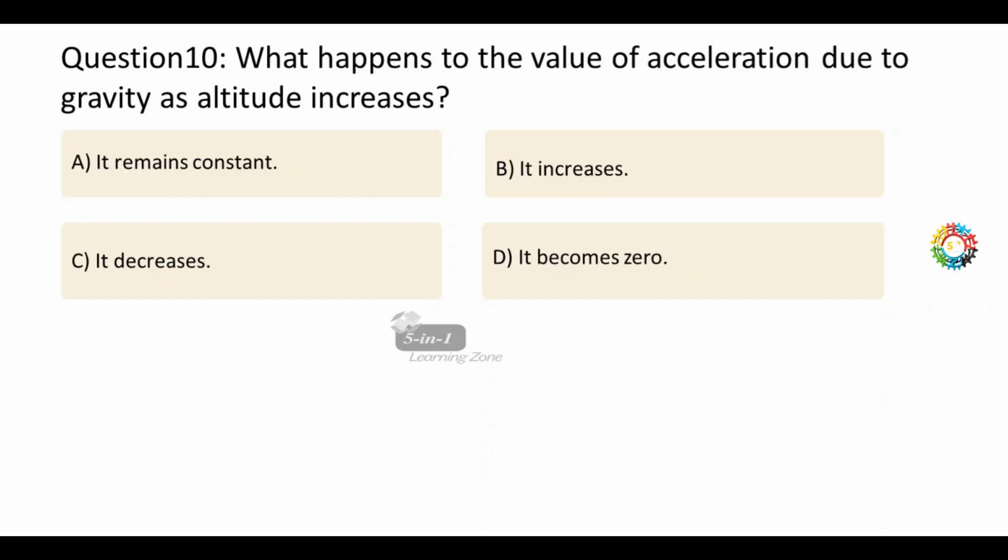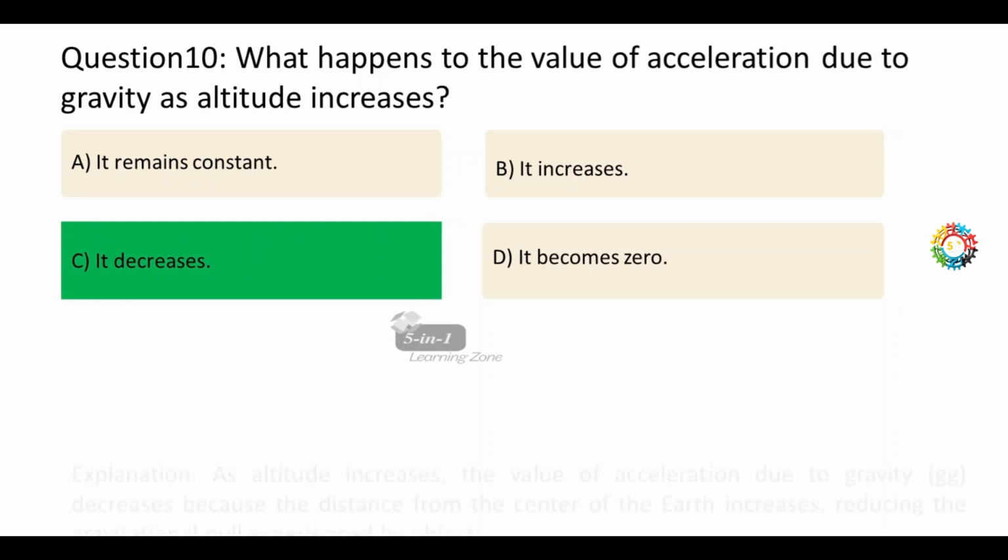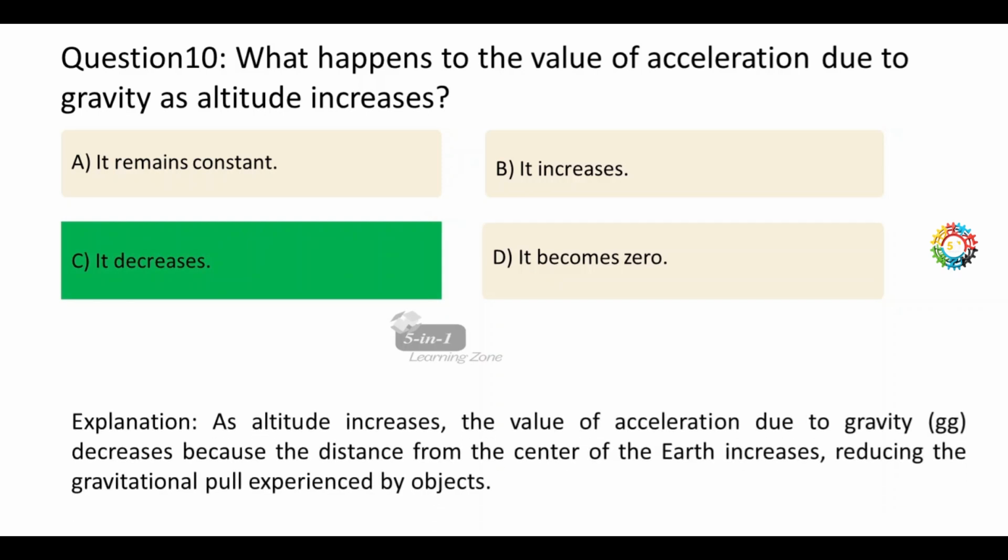Question 10. What happens to the value of acceleration due to gravity as altitude increases? Answer. C. It decreases. Explanation. As altitude increases, the value of acceleration due to gravity, g, decreases because the distance from the center of the Earth increases, reducing the gravitational pull experienced by objects.